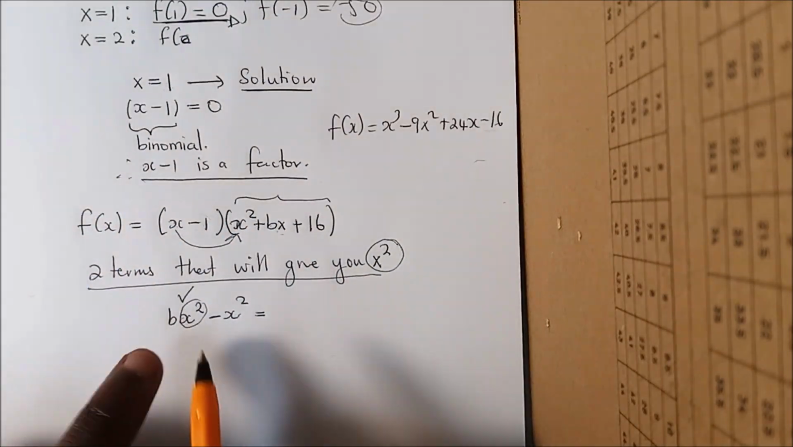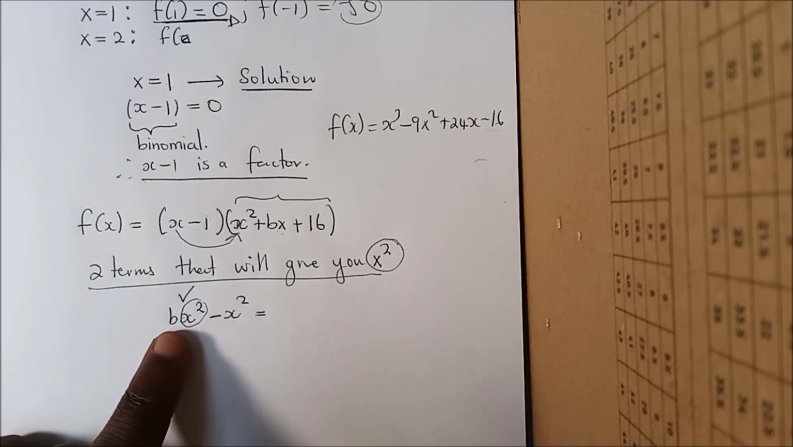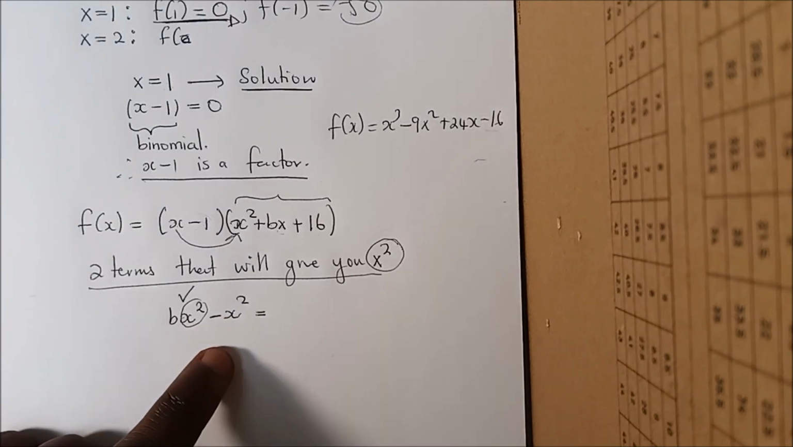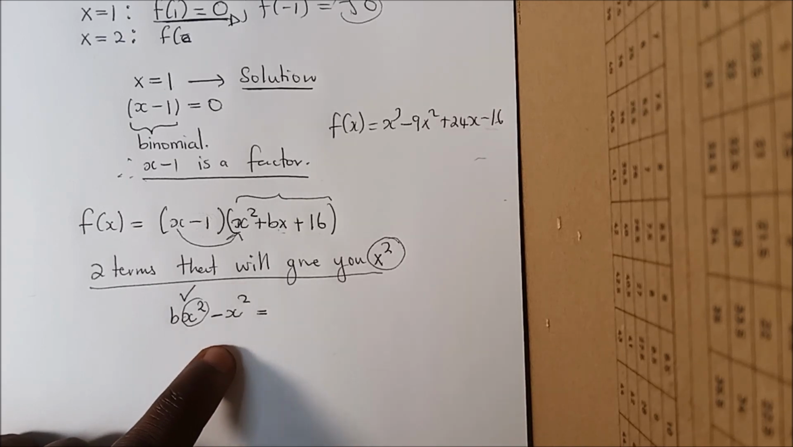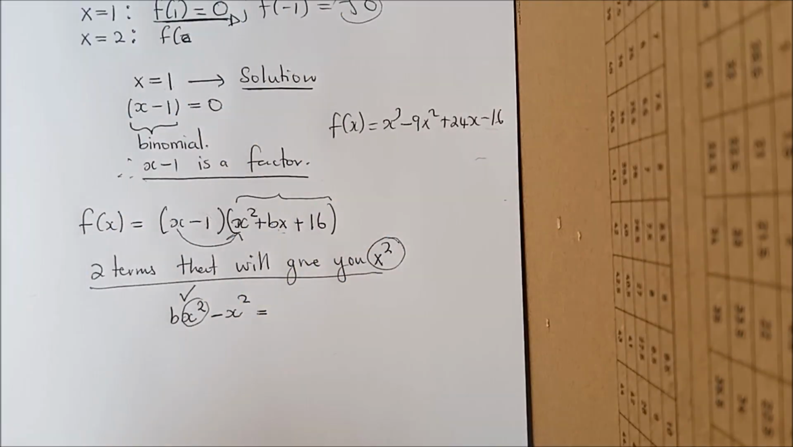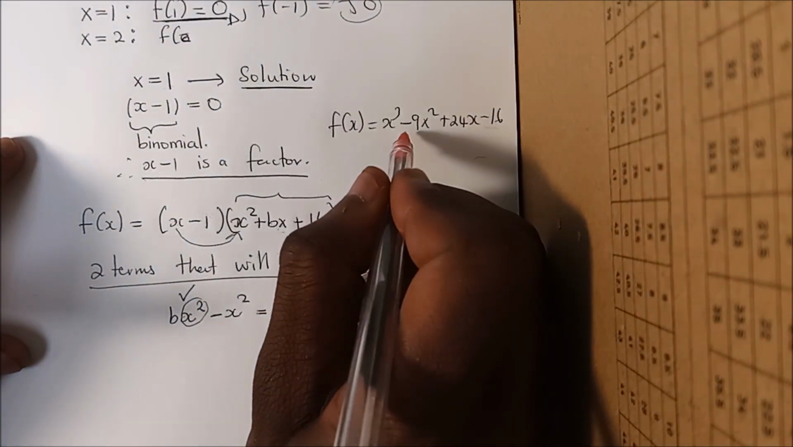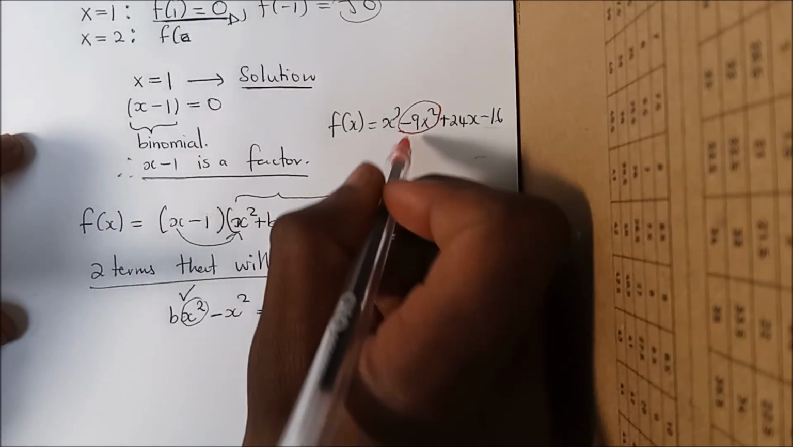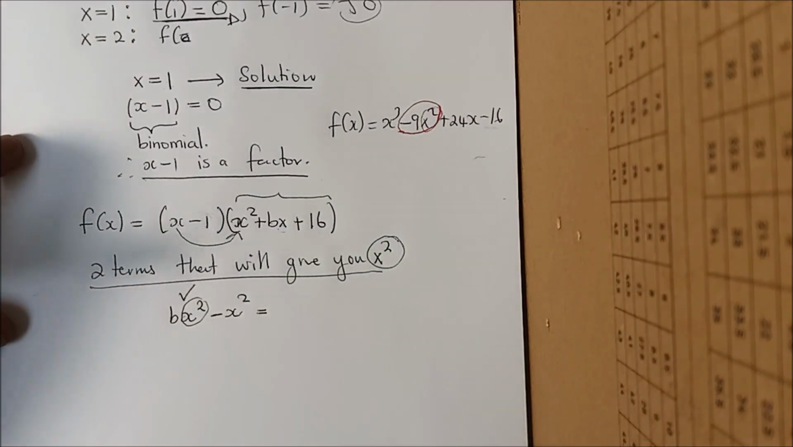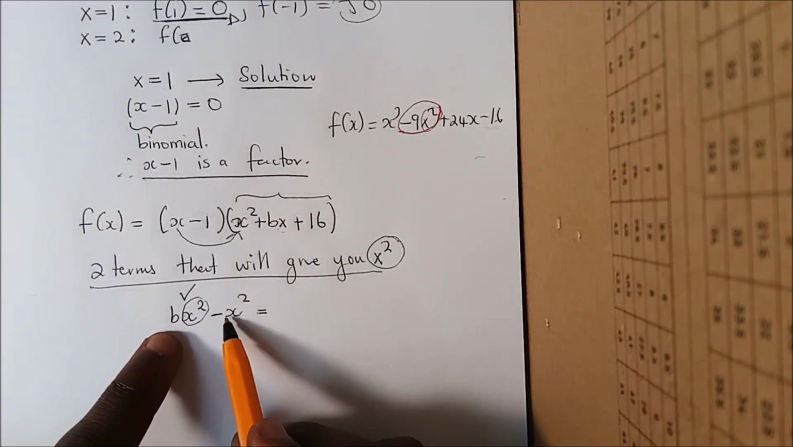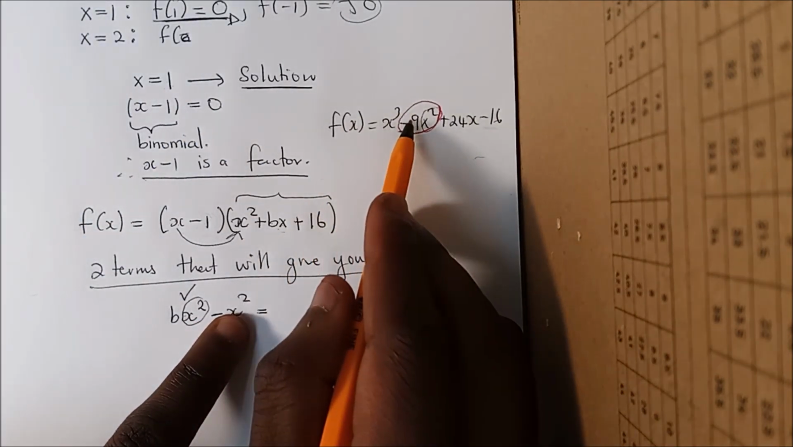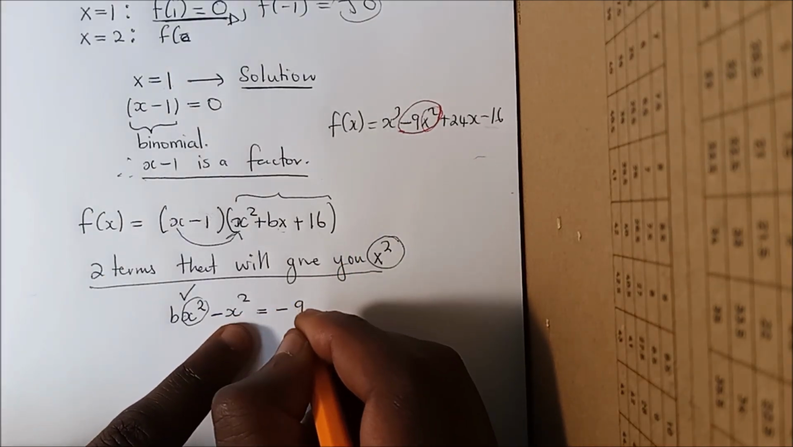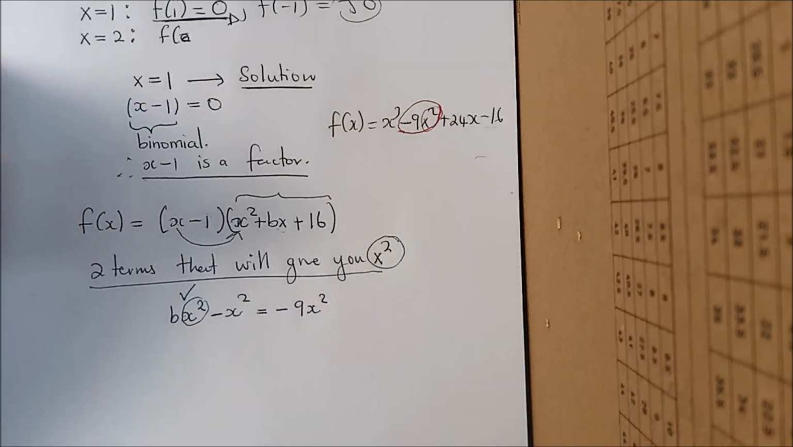So now let's go back to our original equation. I want you to give me the x squared that you have in your original equation. So now if you go to your original equation, we have that x squared there. So bx squared minus x squared will be the one that we have in the equation. So we have equal to negative 9x squared.